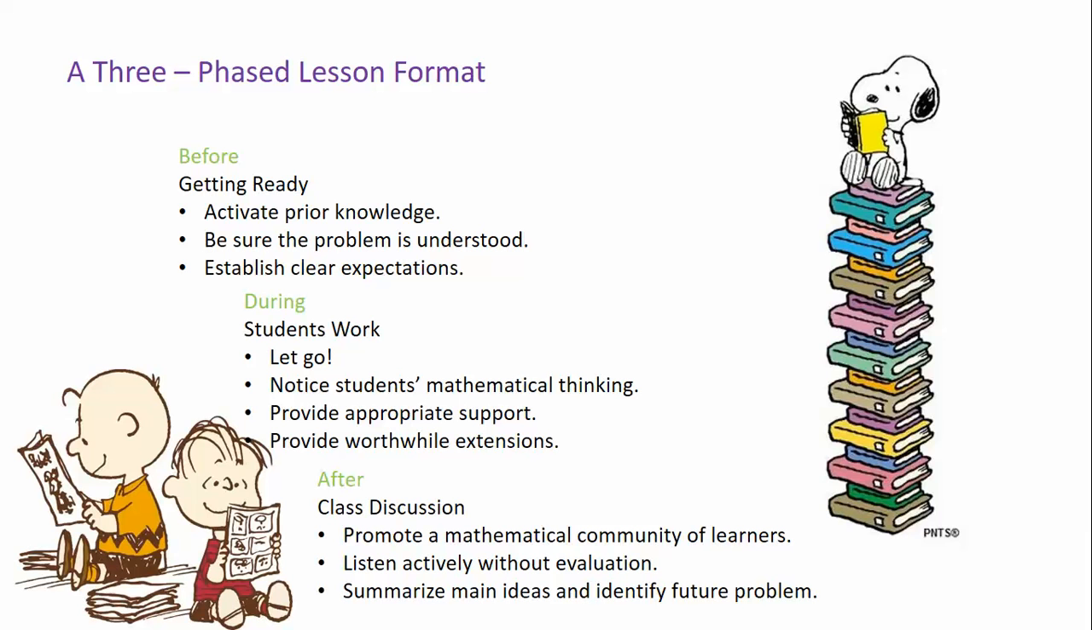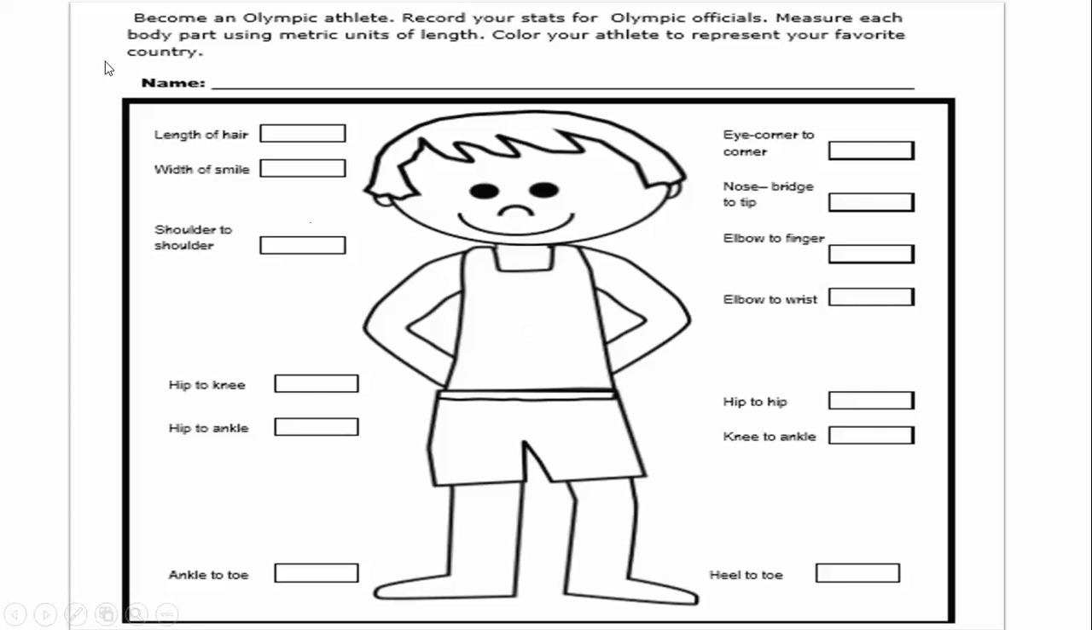After, that is the classroom discussion. Promote a mathematical community of learners. Ask questions, listen actively without evaluation, and summarize the main ideas and identify future problems. Here, the students can go on their own and learn to record stats and measure different body parts: the length of their hair, shoulder to shoulder, hip to hip, knee to ankle, heel to toe.